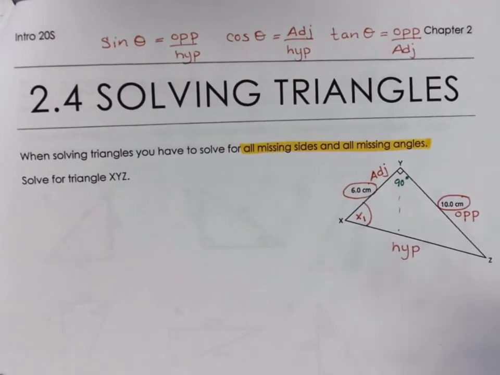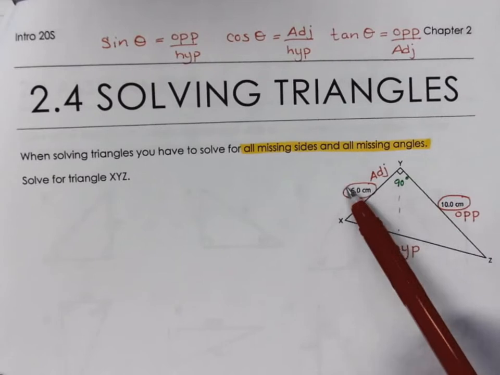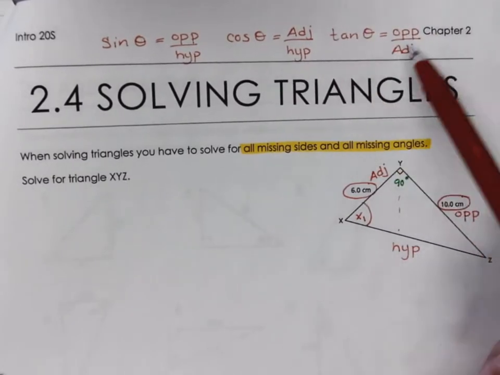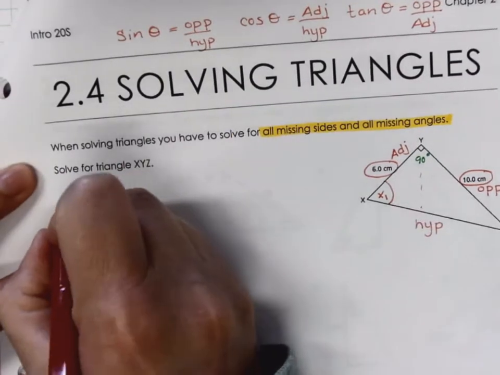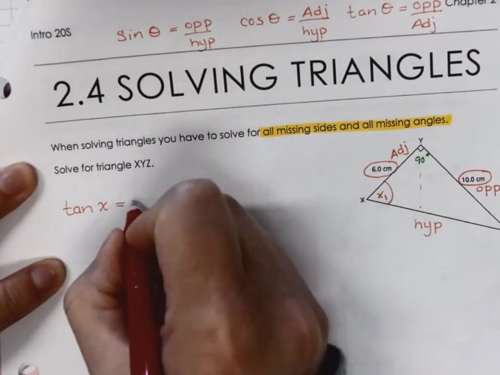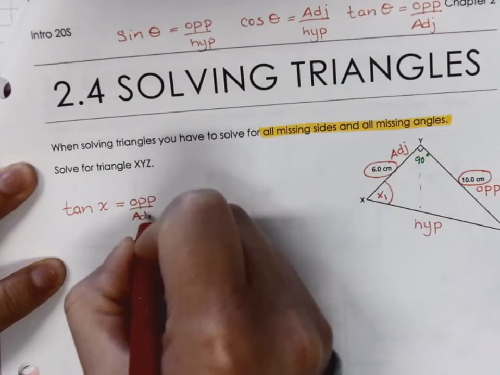And so what trig formula has adjacent and opposite in it? Because that's the pieces of information I have. I have my adjacent and my opposite. So that's going to be my tan. So I'm going to fill in the information that I have. So I'm finding tan of angle x is equal to the opposite side divided by the adjacent.